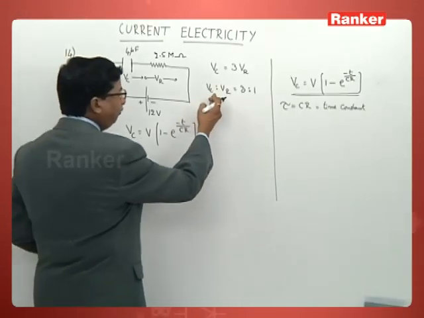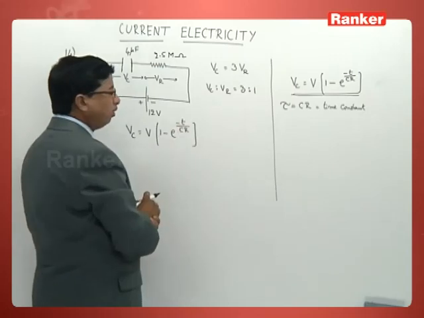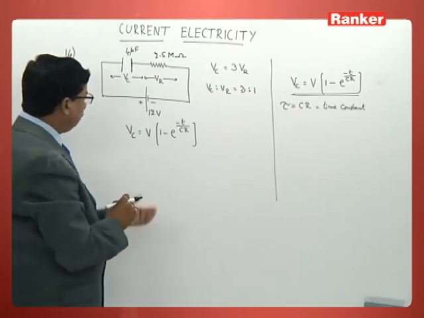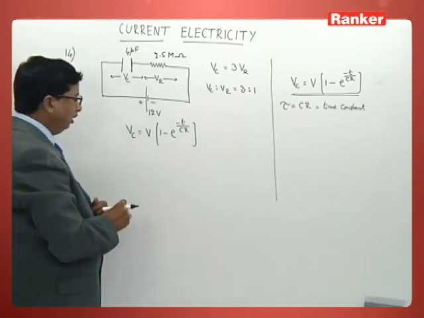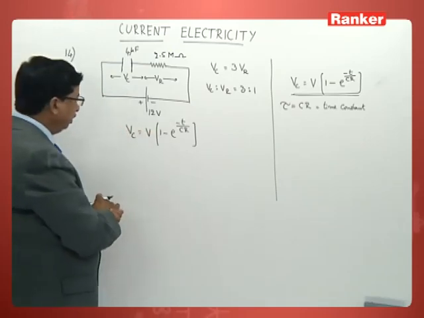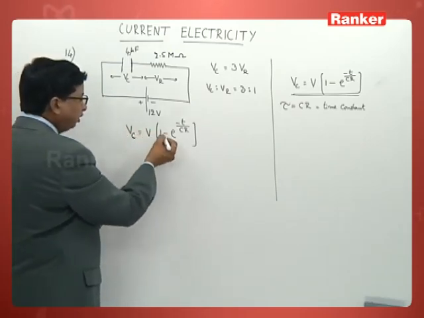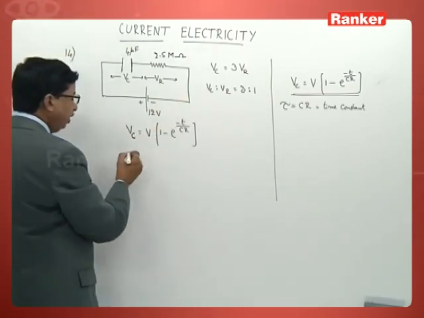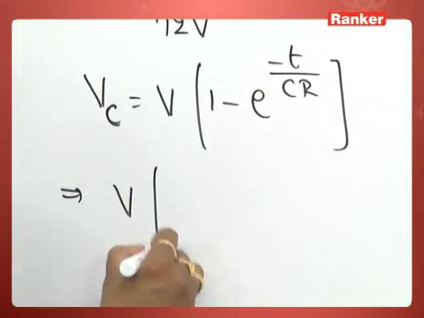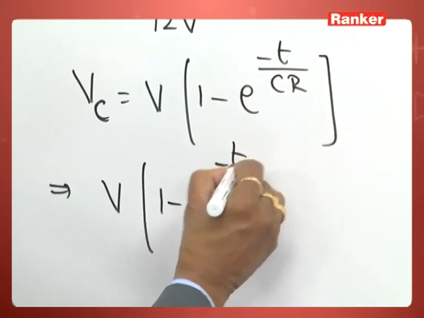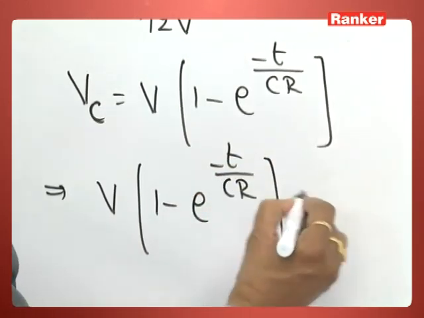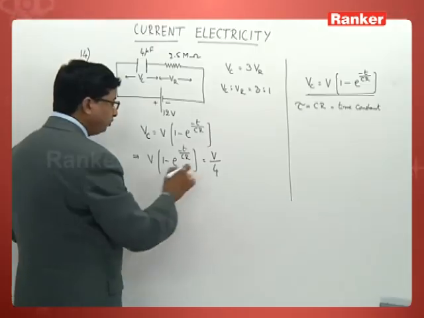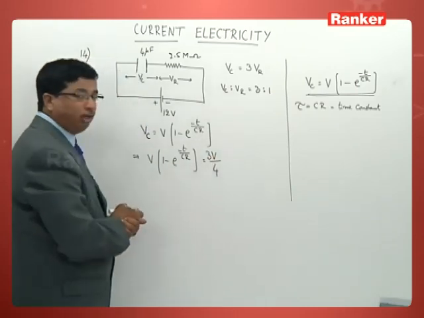You can understand well when voltages are in the ratio 3:1. That's what has been given. Vc is equal to 3 Vr. So what can we write here? The concept is quite simple. Look at this Vc. Vc in terms of V, let us write first. What will be the equation we are getting? This implies V into 1 minus e power minus t by CR is equal to, which V over 4? 3V by 4.